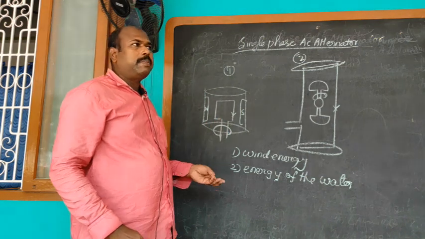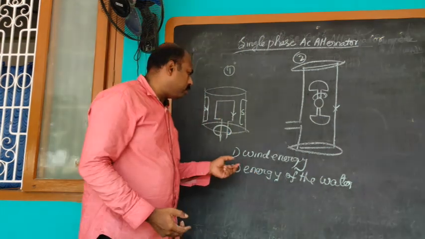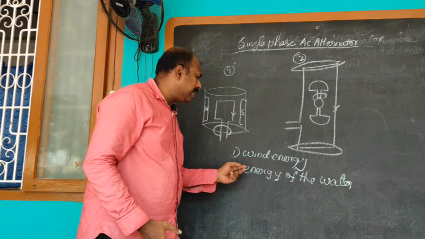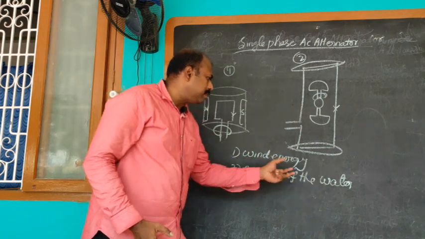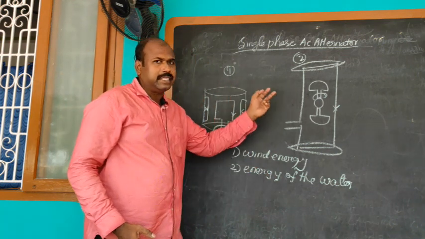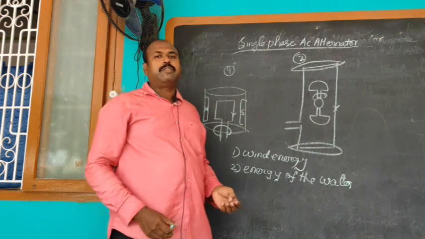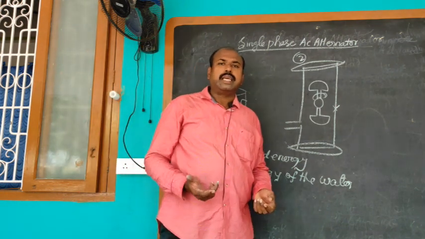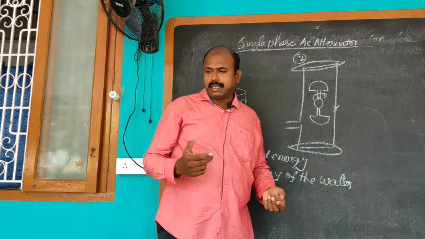Okay. So what is the mechanical force? The wind energy is a mechanical force, the energy of the water is a mechanical force. The mechanical force is converted into electrical energy. Thereby a large amount of electricity is produced and it is distributed to houses and factories and everywhere.